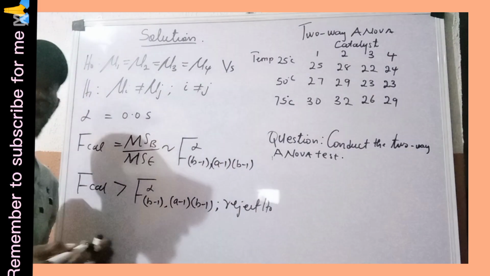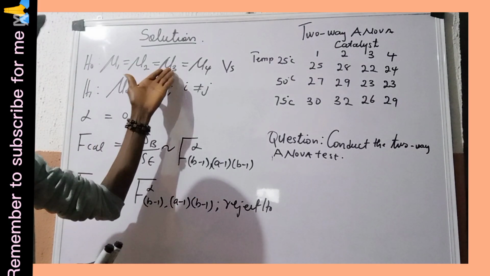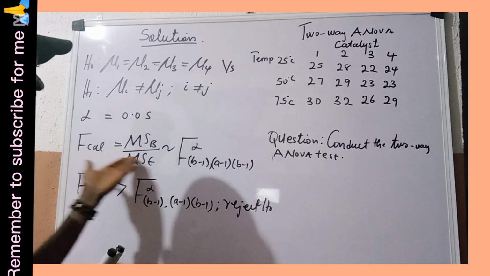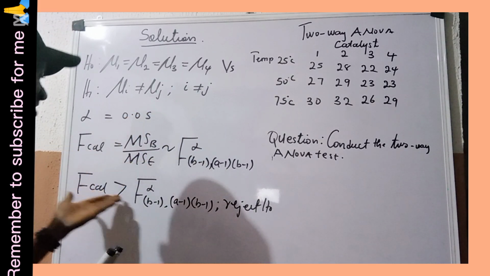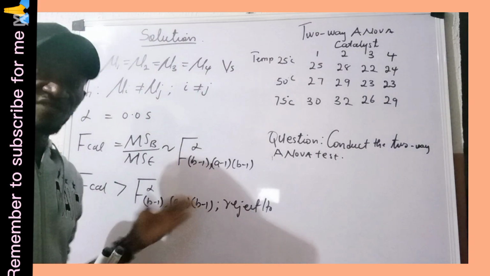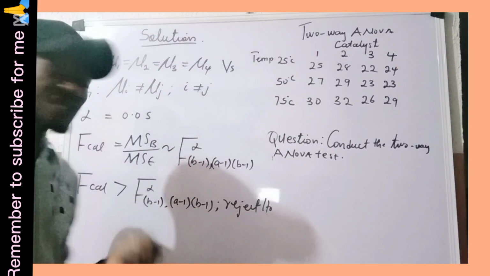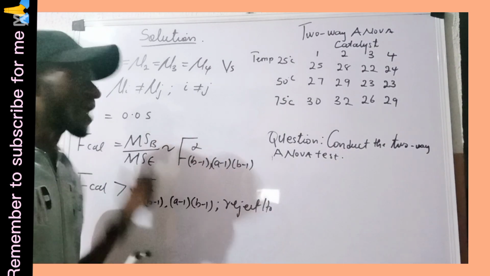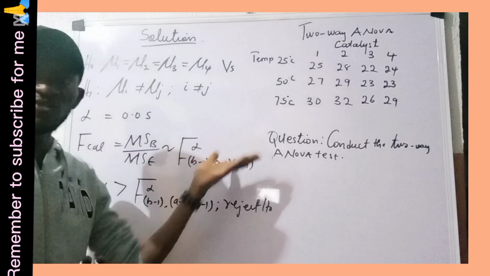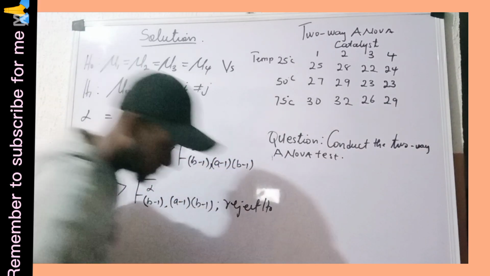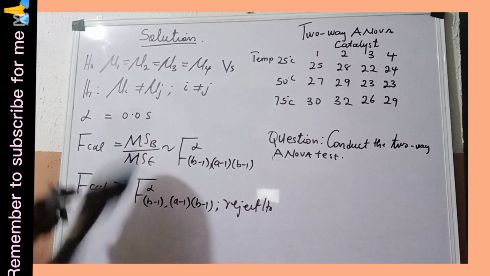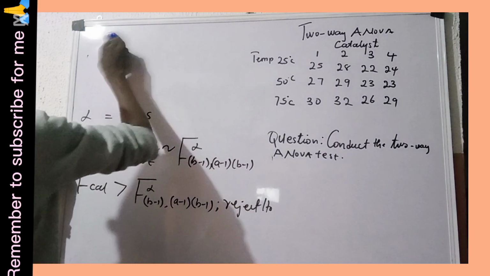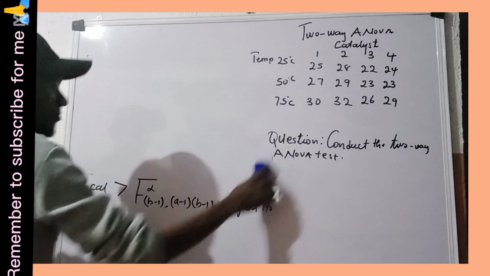So this is exactly what we are going to do. Step 1, we state the hypothesis. Step 2, we define the level of significance. Step 3, we define our test statistic. Then we define our critical region. Then we make a conclusion depending on the values of our F cal and our F tabulated from the table. So we are quickly going to clean this board and then go into the computations proper.